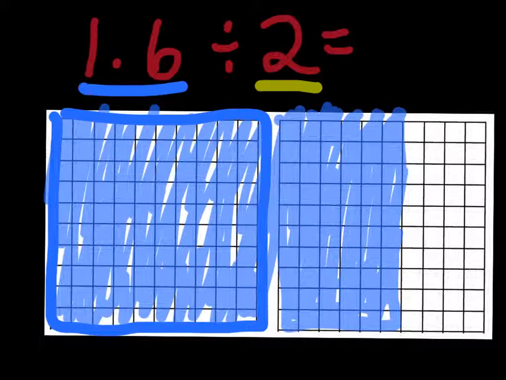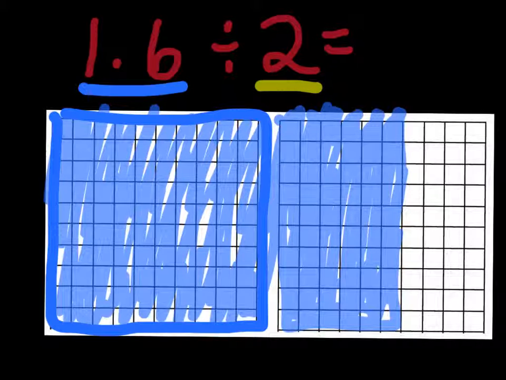Alright, now this kind of model I honestly think is a lot easier to do with the base 10 blocks because what I need to do is split them into two equal groups. But since I don't have the base 10 blocks, a lot of times you're going to be working with paper and not with your base 10 blocks. So you've got to come up with another plan.